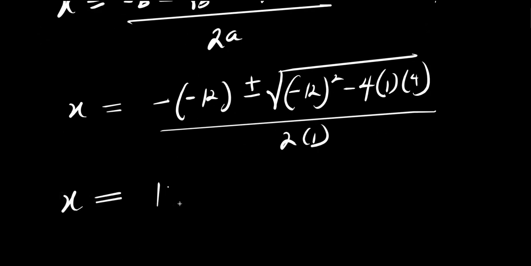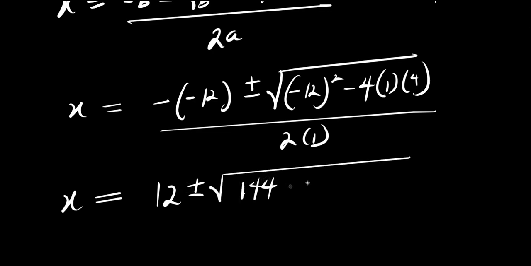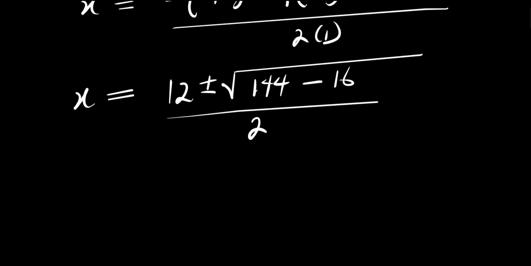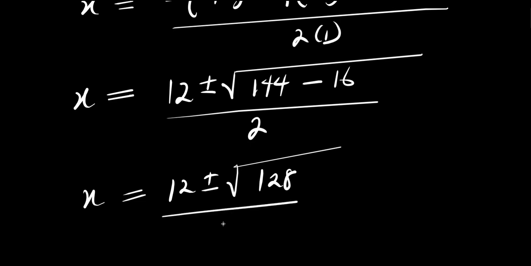From here we have x equals 12 plus or minus square root of 144 minus 16, divided by 2. So from here we have x equals 12 plus or minus square root of 144 minus 16. This will give us 128, divided by 2.